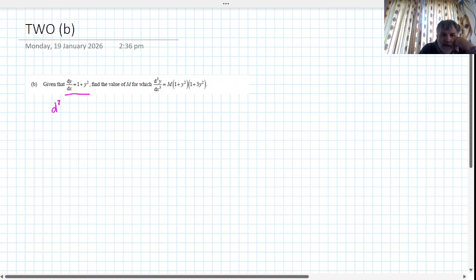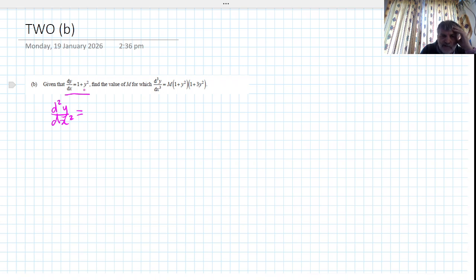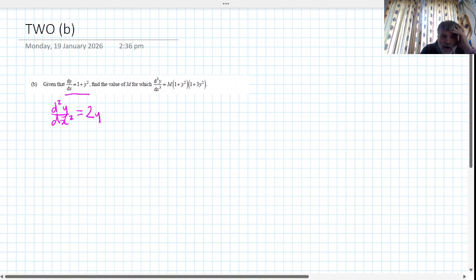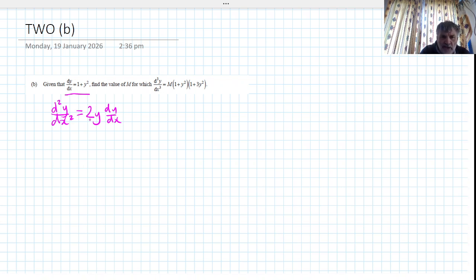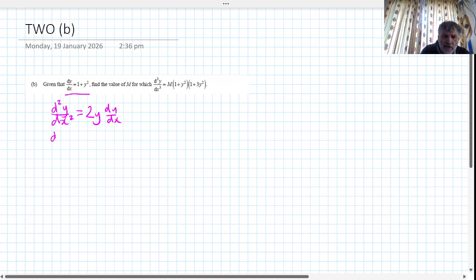So if we differentiate it a second time, d2y by dx squared, differentiate 1, you get nothing. Differentiate y, we're differentiating, remember, with respect to x. So this is the derivative of this expression with respect to x. So you get 2y times dy by dx. And there's two ways to do this, and I'll do both of them. So you could just leave this like this, and then to find the third derivative, there's possibly more than two ways to do this.